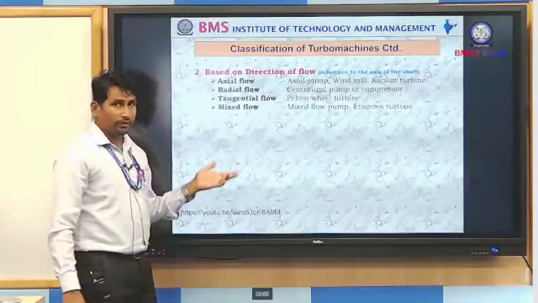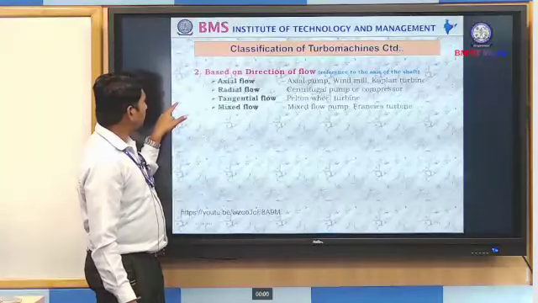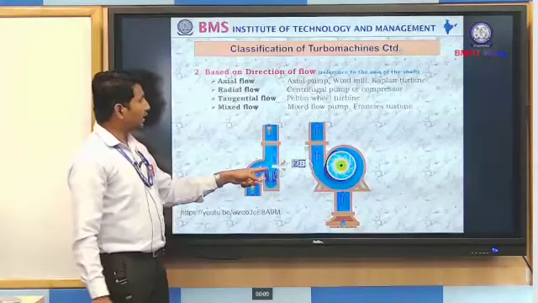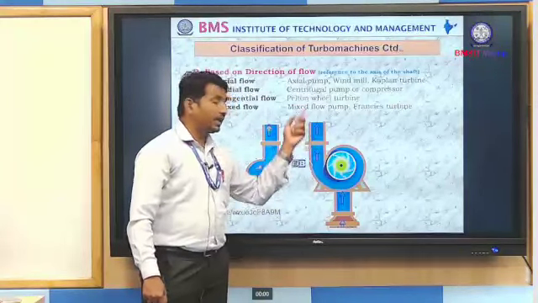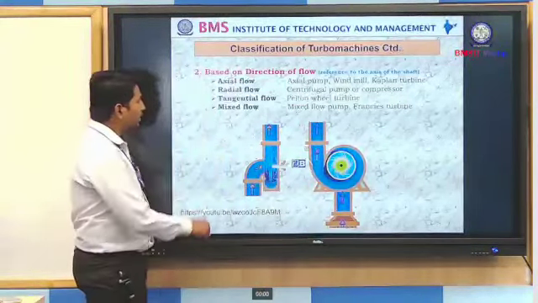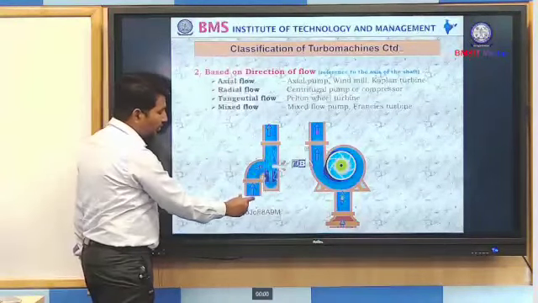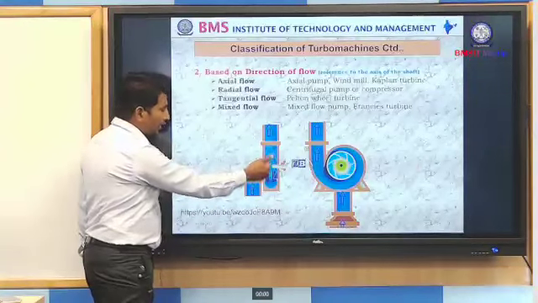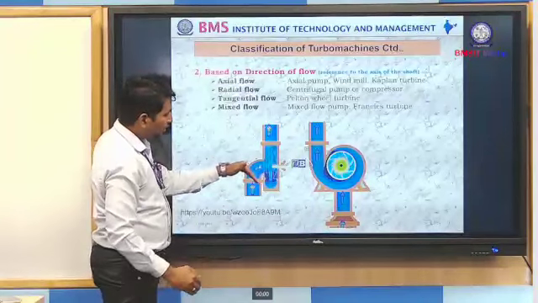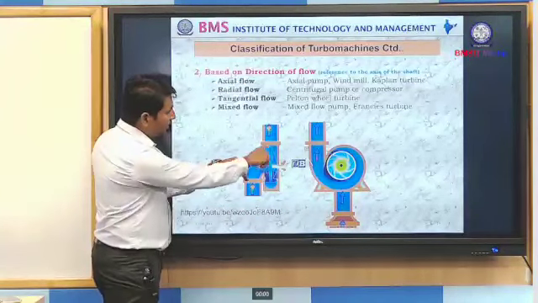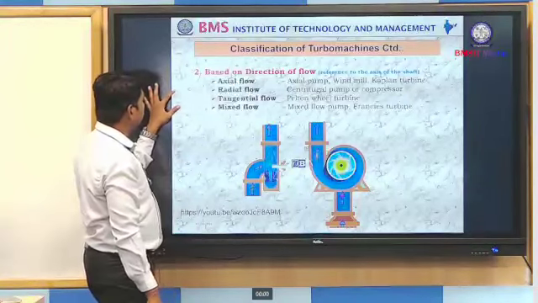Next we will go with mixed flow. In the mixed flow turbo machine, we can see both axial as well as radial directions. Water enters radially and leaves axially. So this is an example of a mixed flow turbine. You can see the working of mixed flow here. Water enters like this, occupies the space radially, and leaves like this. If you cut the machine here and concentrate only on the water entry and water exit, you can observe the mixed flow direction, how it takes place.